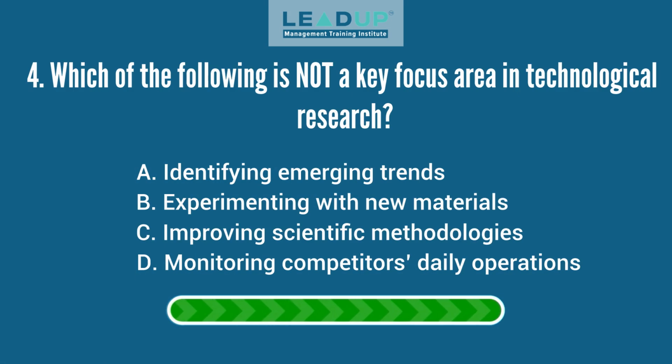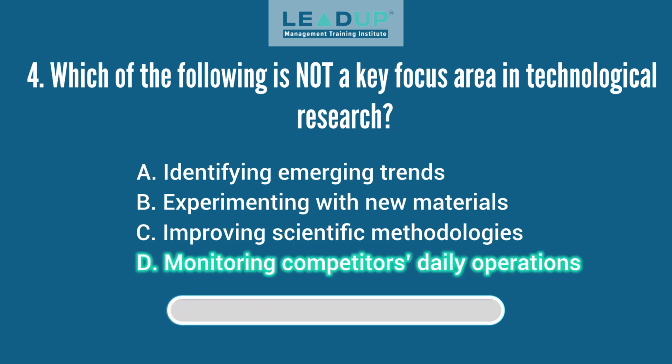Question 4. Which of the following is not a key focus area in technological research? A. Identifying emerging trends. B. Experimenting with new materials. C. Improving scientific methodologies. And D. Monitoring competitors' daily operations. Answer: monitoring competitors' daily operations.